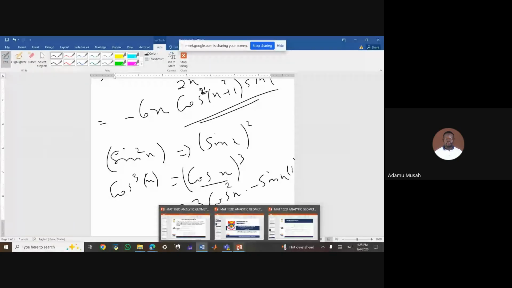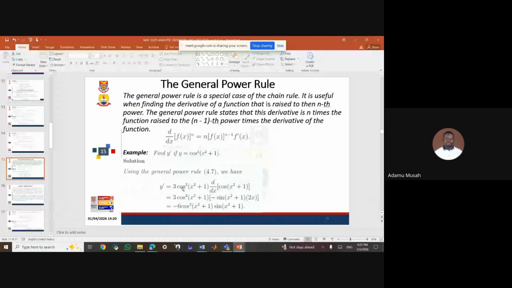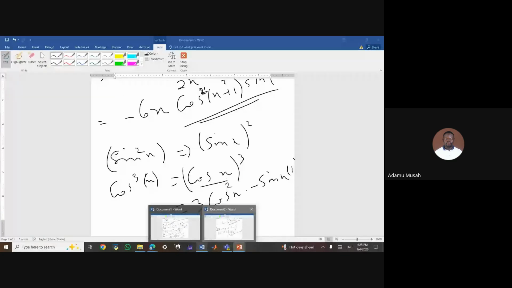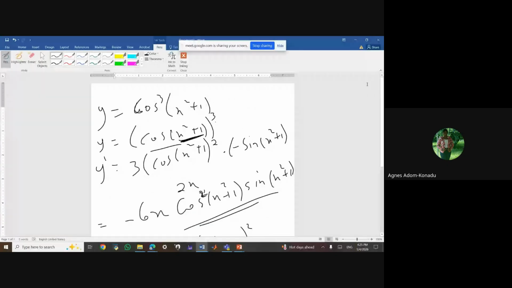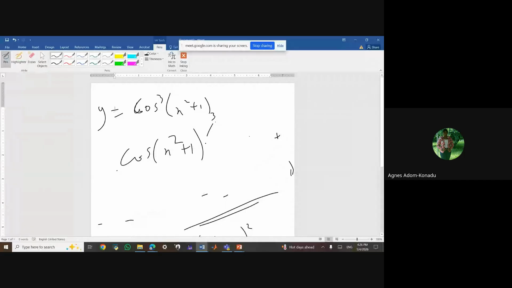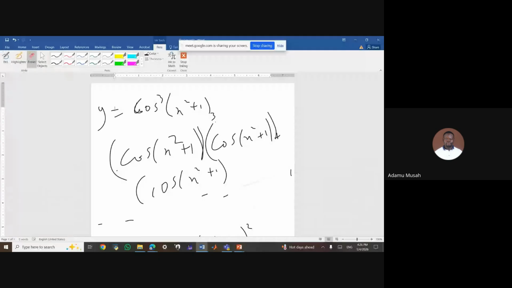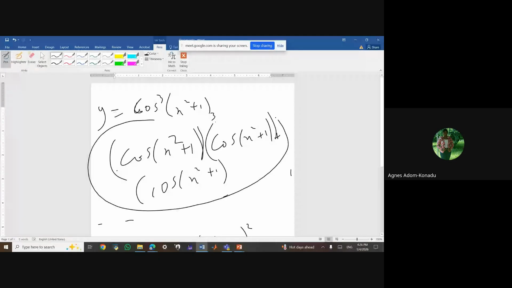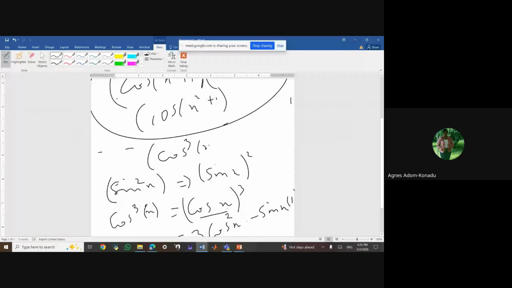This one is clear, but how do you know the cube was only affecting cos? It is not only affecting cos. This expression here is the same as writing cos of x squared plus 1 times cos of x squared plus 1, then multiplied again by cos of x squared plus 1. But when it comes to trig, we write this expression like cos cube of x squared plus 1. I'm clear now. Thank you.